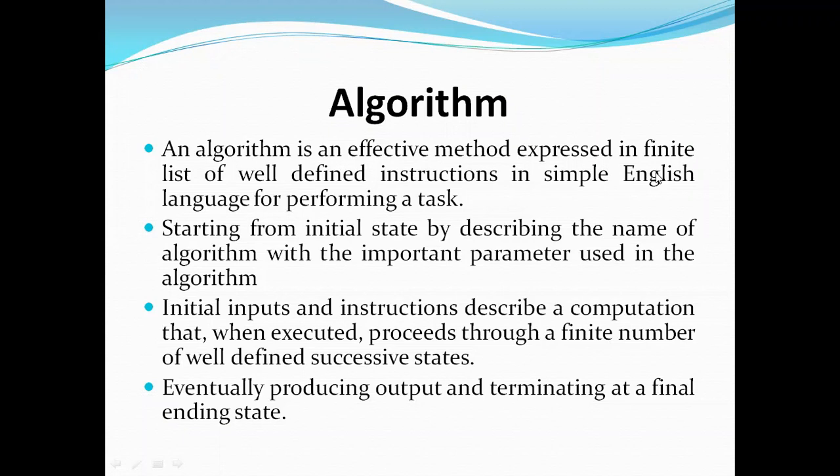Initially we describe what variables we are going to use, initialize them by setting some value, and specify what operation we perform first and what second, eventually producing output and terminating at the final ending state. So every algorithm definitely has some output statement, and after producing the final output, we have to finish the algorithm with a particular ending state.